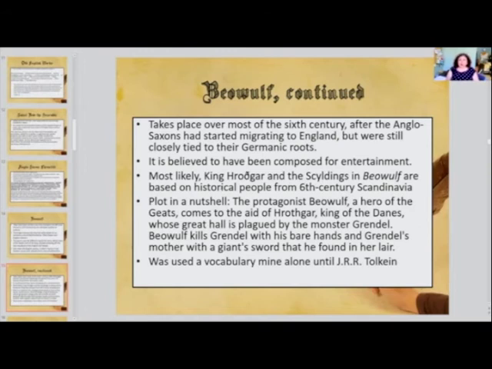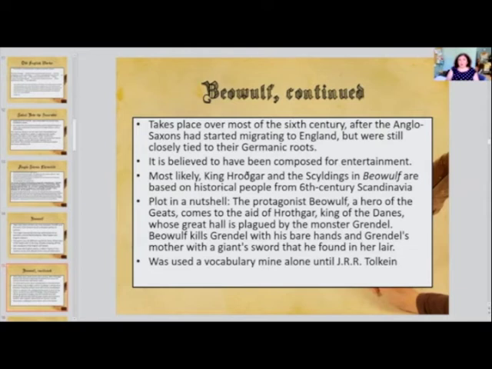The story of Beowulf takes place in the 6th century, so about 200 years before it was written down, after the Anglo-Saxons had already migrated to England but were still closely tied to those Germanic roots. They hadn't become separated as they would be over time. They don't think that there was any religious significance to it. They think it was written purely for entertainment to be read aloud in a mead hall to those who were there. It takes place in a mead hall.